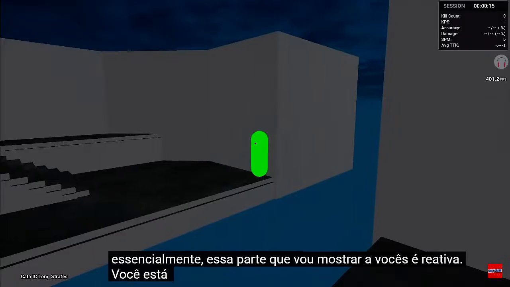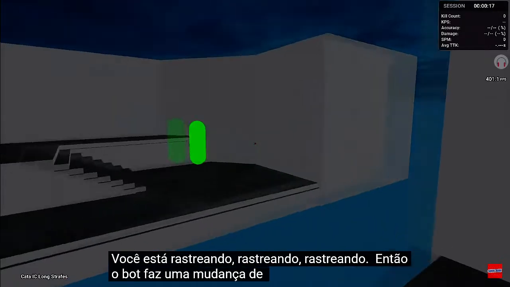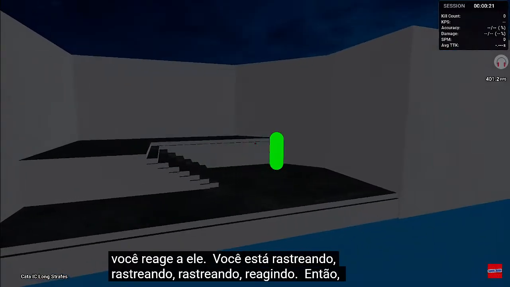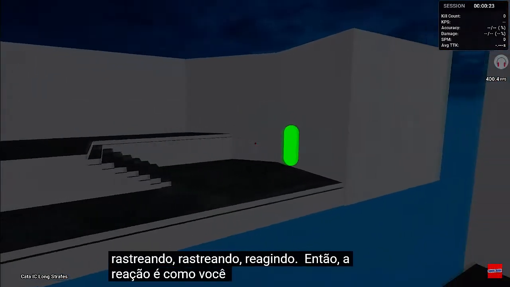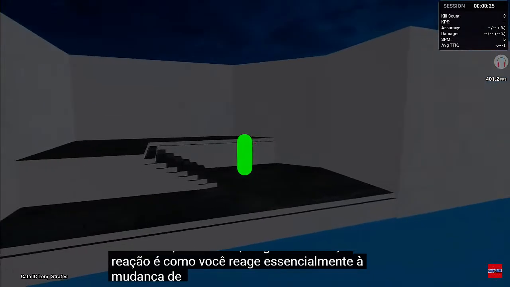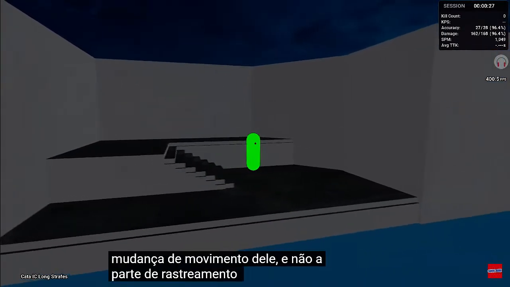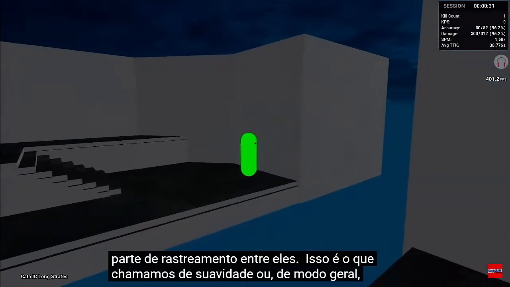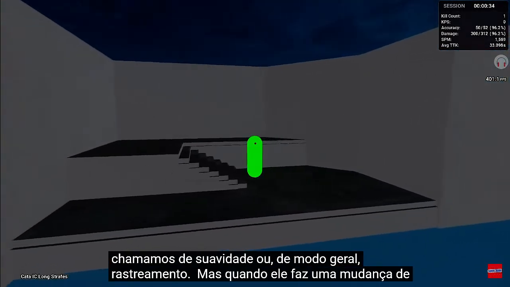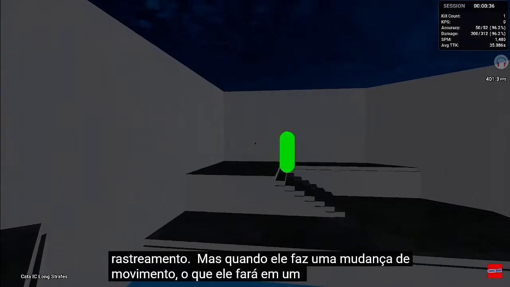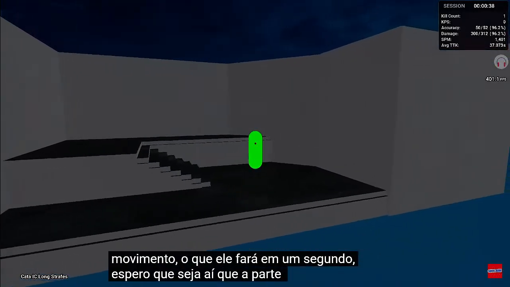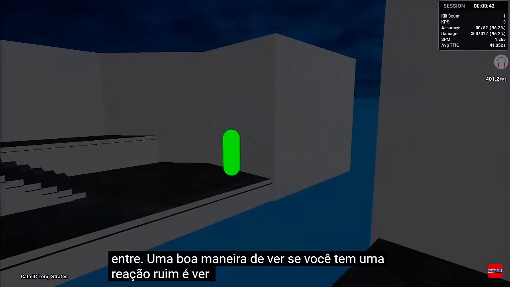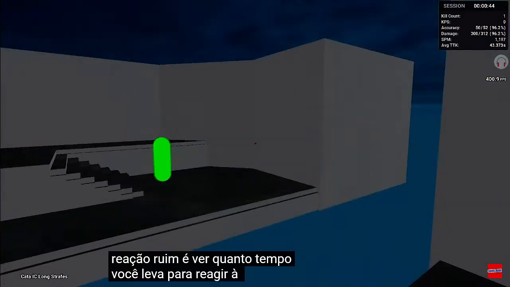I'll show you. You're tracking, then the bot does a change in movement and you're reacting to him. You're tracking, reacting. So the reacting is how you essentially react to his change in movement and not the tracking part in between. This is what's called smoothness, or just generally tracking. But when he does a change in movement, which he'll do in a second, I hope, that's when the reactive part comes in. A good way to see if you have bad reactive is how long it takes you to react to his change in movement.